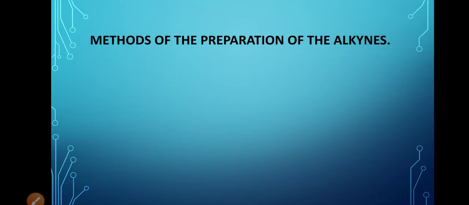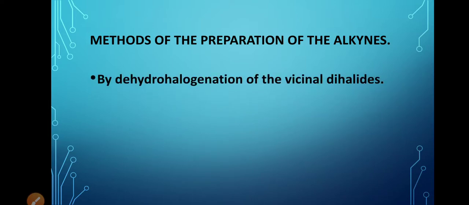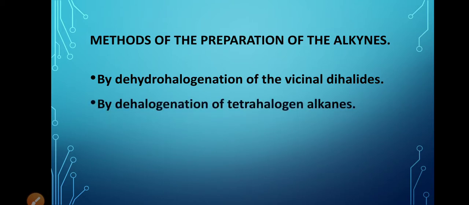Now coming towards the methods of the preparations of the alkynes. Students, we have two methods for the preparation of alkynes. The first method is by the dehydrohalogenation of vicinal dihalides, and the second method is by dehalogenation of tetrahaloalkanes.